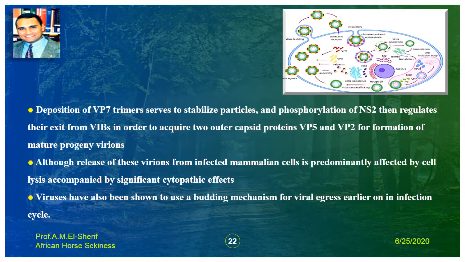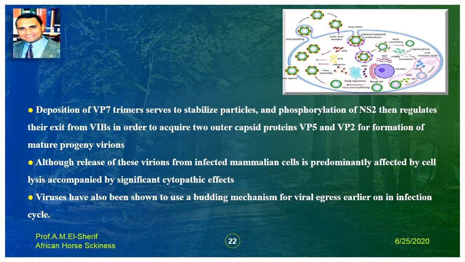Deposition of viral protein 7 trimers serves to stabilize particles, and phosphorylation of non-structural protein 2 then regulates their exit from the viral inclusion bodies in order to acquire the two outer capsid proteins VP5 and VP2 for formation of mature progeny virions.